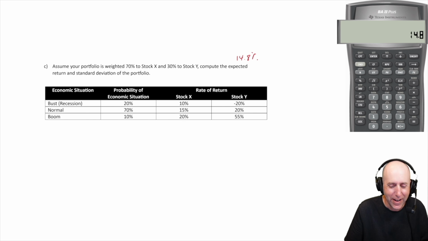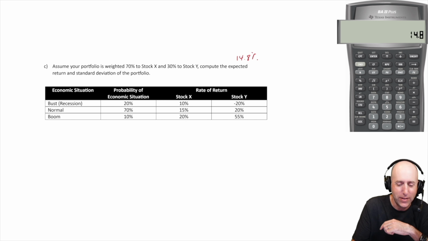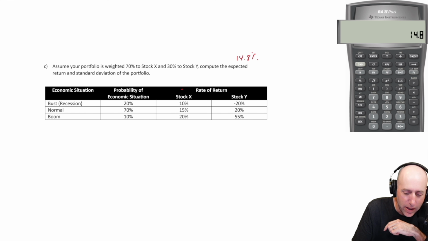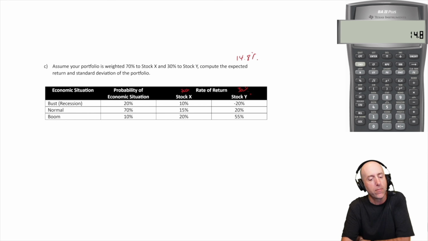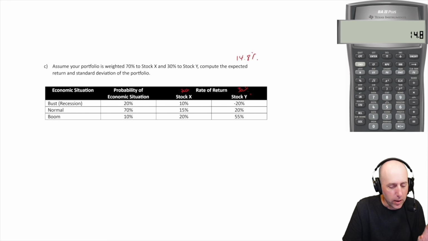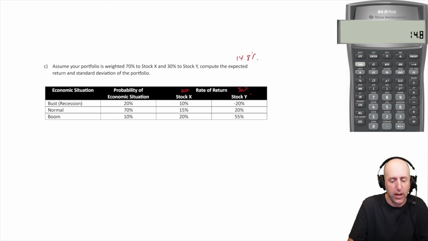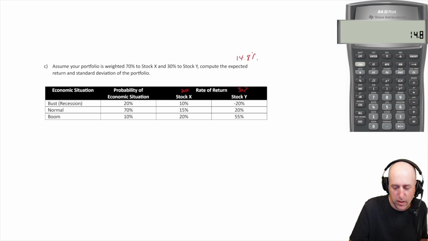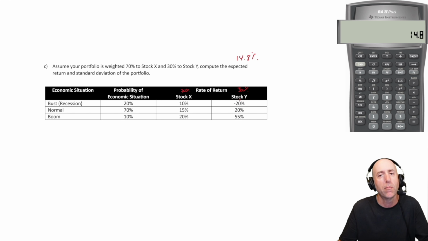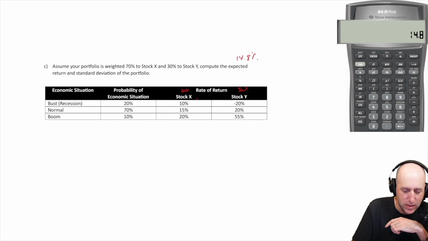Okay, this one, it's a multi-step process, but we'll get there. 70% of my stock is stock X. 30% of my stock is stock Y. So let's just go through the economic situation of a bust. Again, I've got 70% of my money in stock X, 30% of my money in stock Y, and there's a bust cycle. What happens to me?